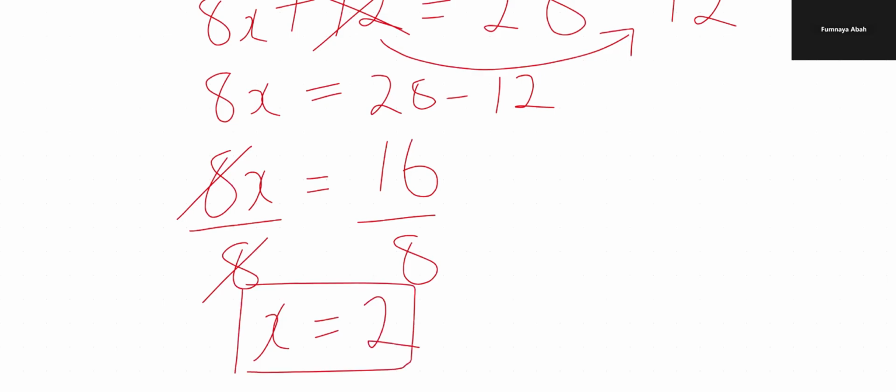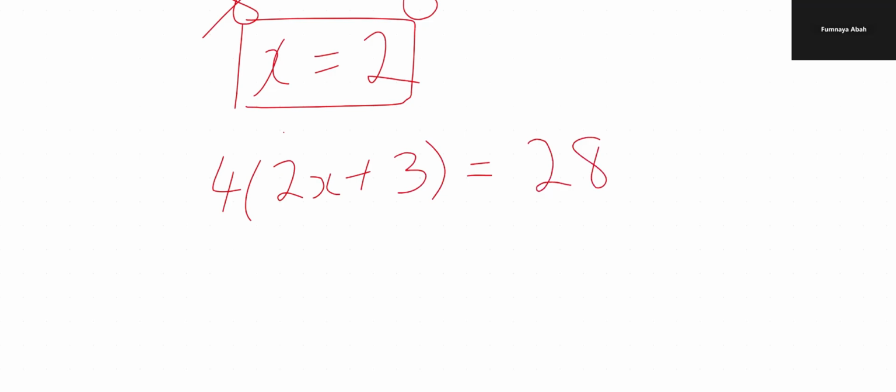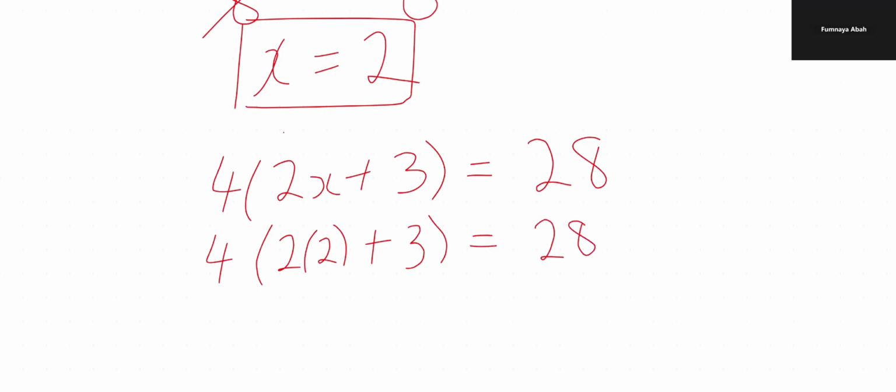That is our answer. So let's check really quickly to see if we got the correct answer. The former equation was 4, hold on. Let's write it out. So 4(2x + 3) = 28. This is our former equation. So let's plug in x equals 2 into this equation. So 4, and we have 2 in parentheses, 2 plus 3 is equal to 28. So simplify this, we can say 4, and 2 times 2 is equal to 4, plus 3 is equal to 28.